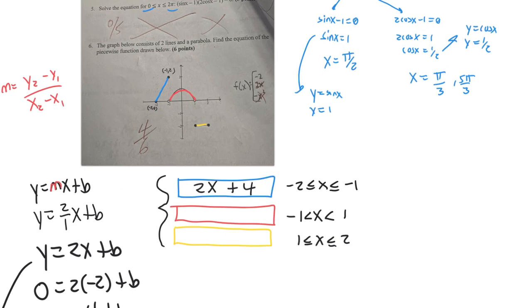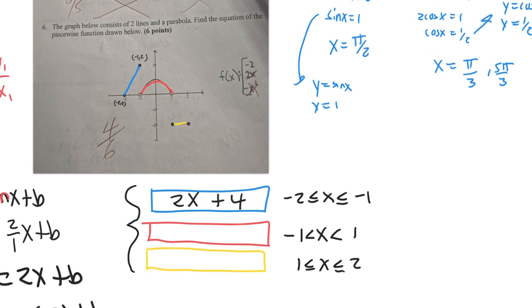Okay. Let's focus on the yellow one because that's easy. That is a horizontal line. Horizontal lines always take the form of y equals whatever number, whatever y value it's going through, and that's -2. So y equals -2. That means there is a literal -2 right there. And that's all there is to it.